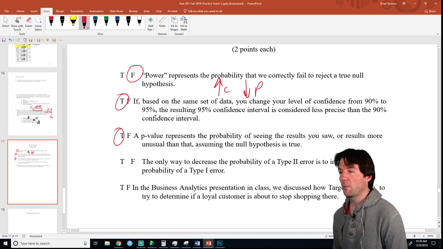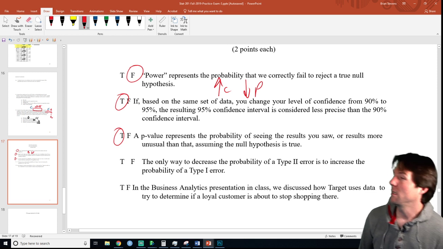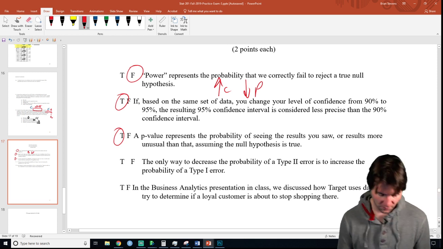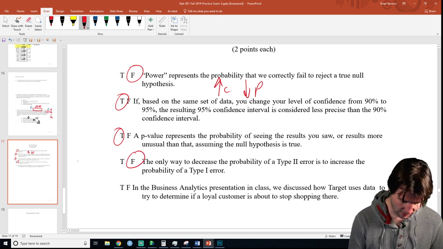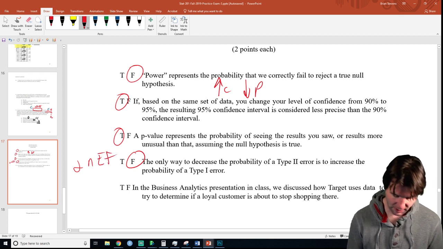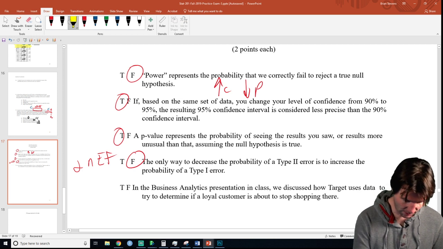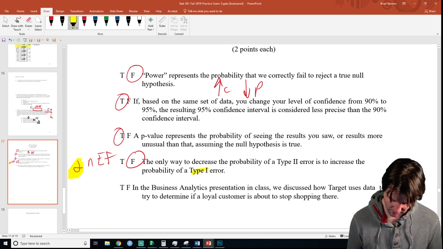The only way to decrease the probability of a type 2 error is to increase the probability of type 1 error. False. Three things are alpha, sample size, and effect size. We don't control effect size, but type 1 is this. That's the type 1, but we can also change the sample size.